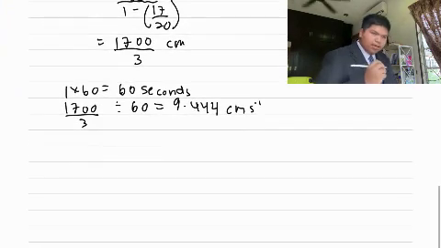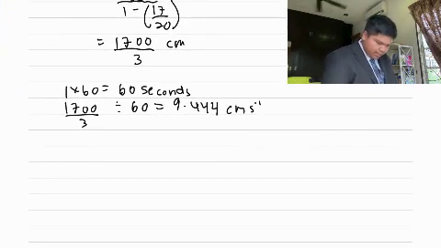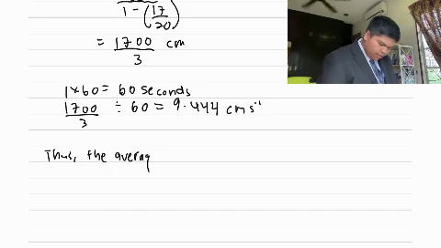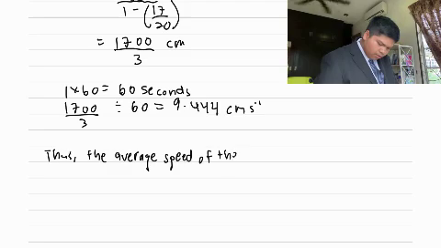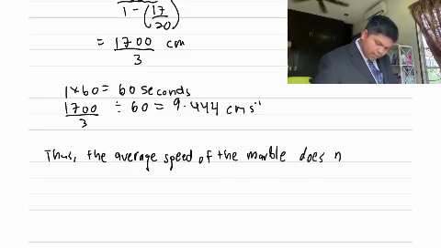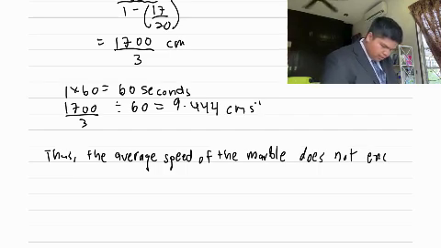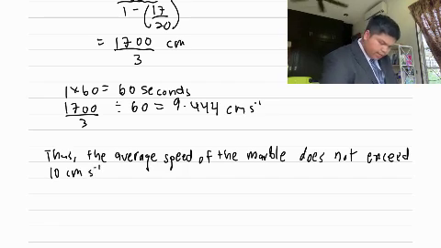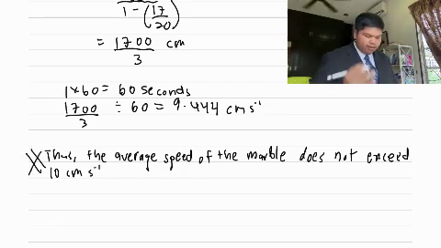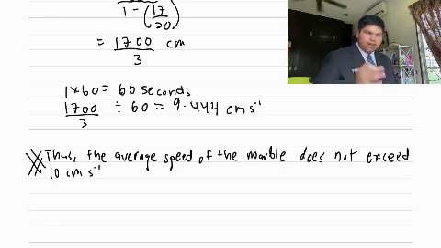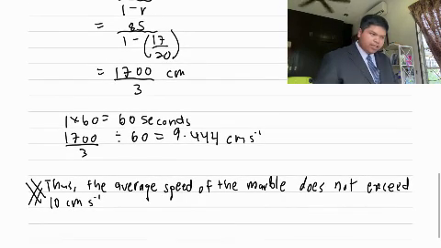So I like to write my conclusions like this. Thus, the average speed of the marble does not exceed 10 centimeters per second. And also I like to write a hashtag next to the answer so that the examiner knows where to look. And thus, we have solved the problem, we have shown our calculations, and we have written the conclusion.